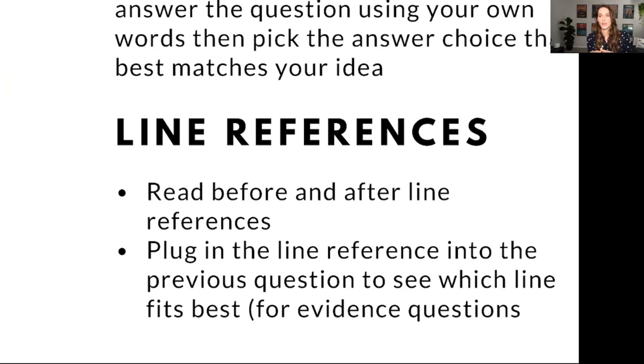If you have a question that asks you, how is this used? And then the next question says, what is the evidence for the previous question? It can be helpful to first do the evidence question and see which one of those line references would actually answer the previous question, and then come back to it.